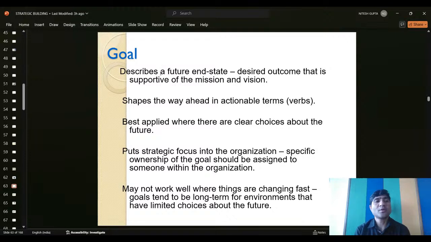Okay, so goal is what we can achieve. After mission and vision, it is goal. So when you talk about goal, you will have to describe a future end state, describe an outcome that is supportive of the mission and vision, and shapes the way ahead in actionable terms. Best applied where there are clear choices about the future, it puts strategic focus in the organization. Specific ownership of the goal should be assigned to someone within the organization. May not work well where things are changing fast. Goals tend to be long term for environments that have limited choice about the future.